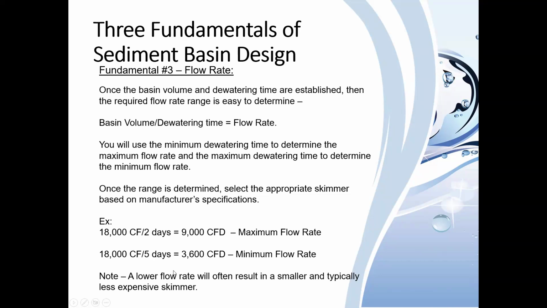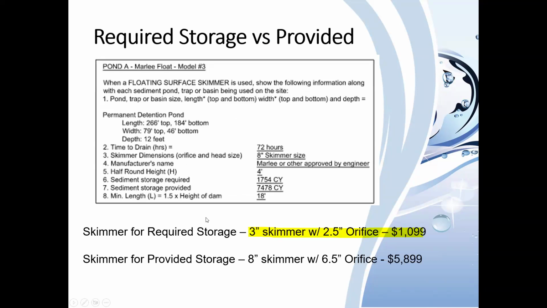It is worth noting that a lower flow rate sometimes results in a smaller and typically less expensive skimmer. So if you're trying to be cost conscious, you may want to edge towards that maybe 3-day to 3.5-day time frame. This is a good example of why we focus on required versus provided storage. This was taken off a set of plans. The engineer had in here to drain the pond in 72 hours or 3 days, with a skimmer size of 8-inch. They did specify a Marley or other approved.